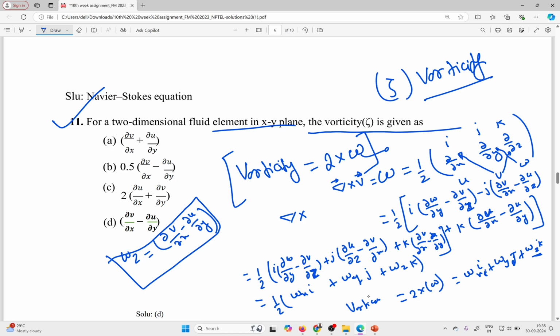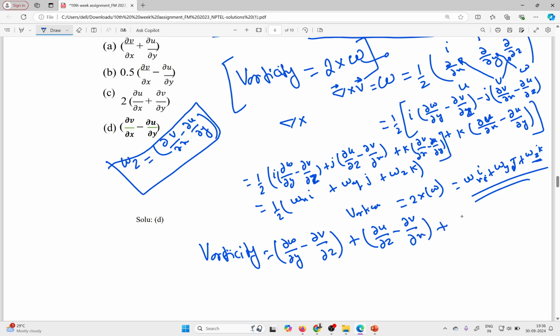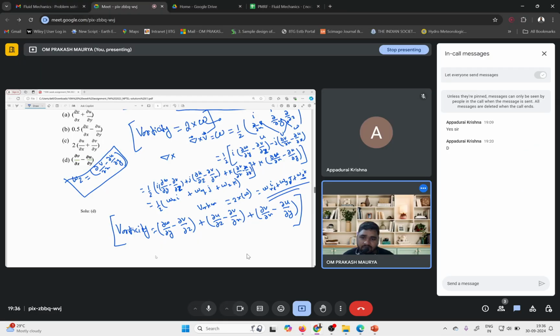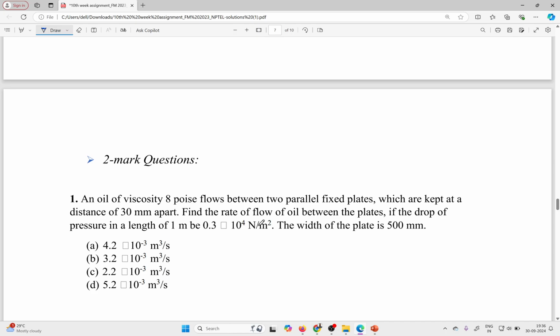In 3 directions, if we talk about it, all 3 components will be there. If I write the vorticity in all 3 components, it is del w by del y minus del v by del z, plus del u by del z minus del w by del x, plus del v by del x minus del u by del y. So this is the vorticity in all three directions. Hope you got it. The next question is, okay, the next question is, here is a cross.